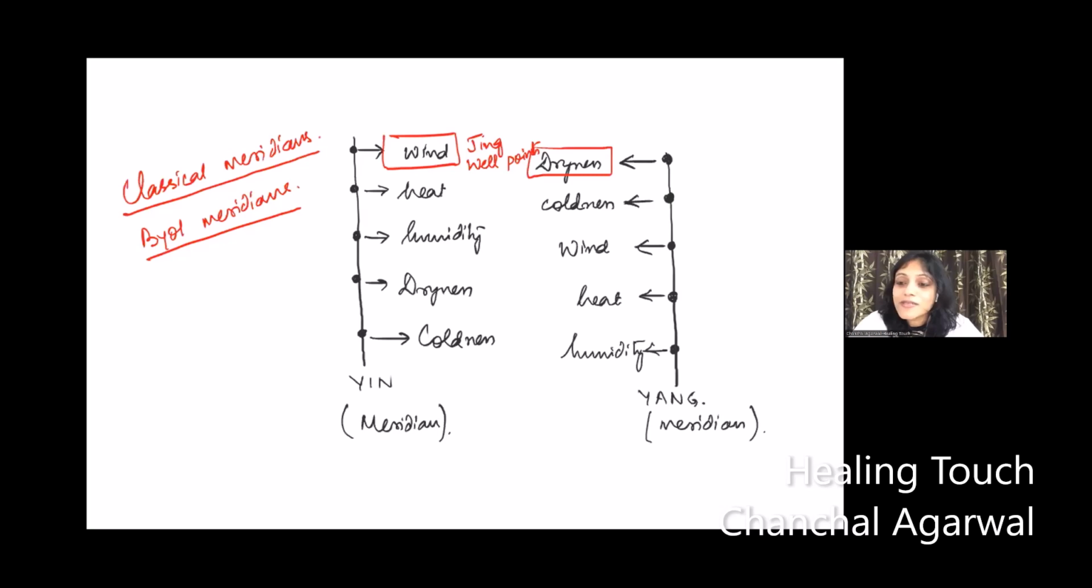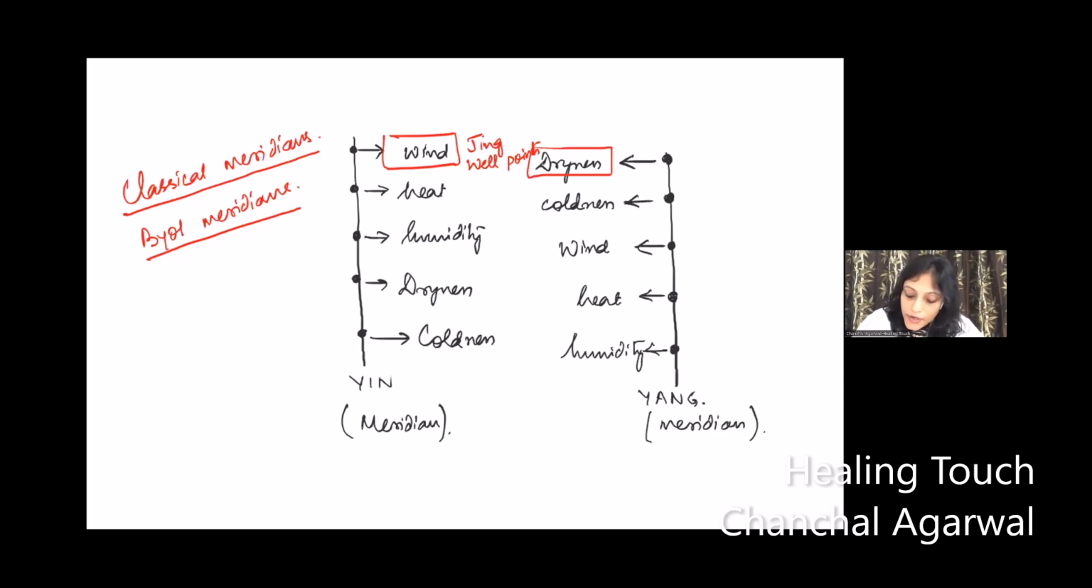So note it down somewhere. Go through the books afterwards. Go through the recording once again. But note it down somewhere. So the first point is the Jing well point. If I say put the Jing well point of the yin side, the first points are all Jing well points.